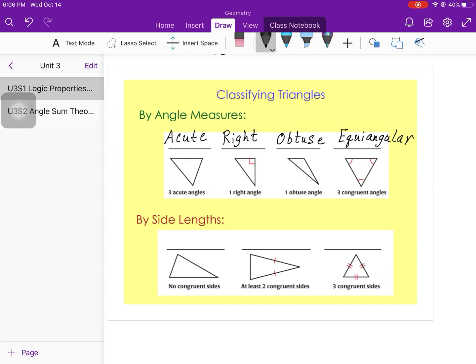Then we have by side lengths. So if we don't have any congruent sides, that is called a scalene triangle, where every side has a different value. Then there is isosceles. If we have two sides that are congruent, at least two sides, and then if all three are congruent, that is called an equilateral triangle.